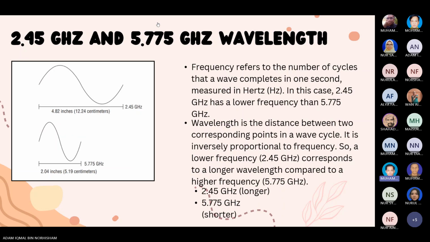Okay, untuk wavelength, wavelength is the distance between two corresponding points in wave cycle. Jadi untuk wavelength ni, kalau kita dalam bahasa fiziknya bersifat berkadar songsang dengan frekuensi. Jadi untuk 2.45 GHz ni, sebab dia berkadar songsang, maksudnya semakin panjang dia punya wavelength ni, maksudnya makin lower dia punya frekuensi. Macam tu lah. Tu bahasa mudah je untuk wavelength. Okay, next.